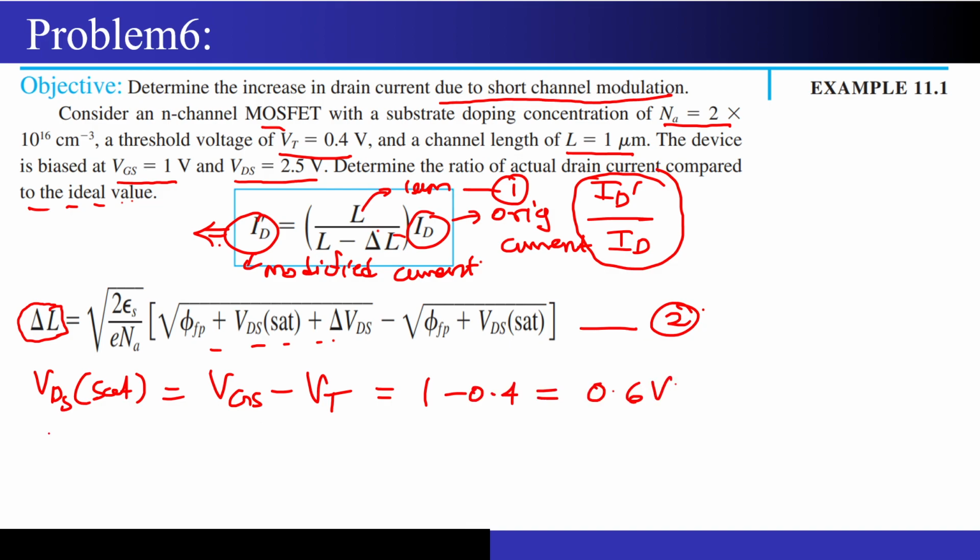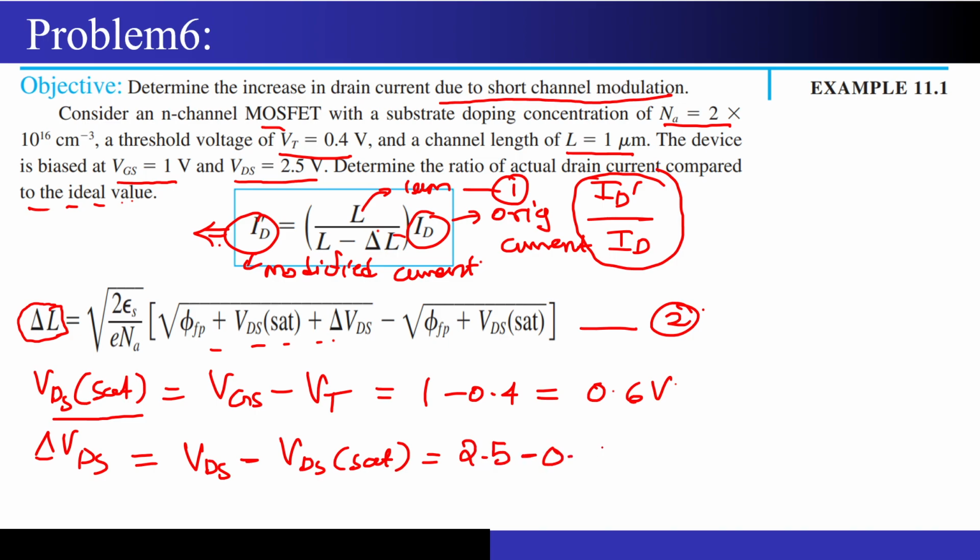And what is delta VDS? Delta VDS is nothing but how much extra VDS you are applying above this VDS sat value. So what is the VDS they have given me? 2.5 volts. And what is the VDS sat value? It is 0.6 volts. So this value will come out to be around 1.9 volts.